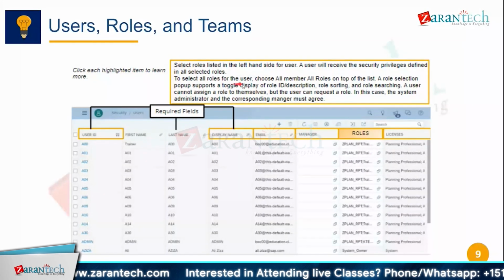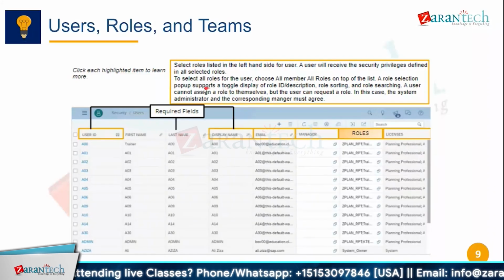In order to select all roles for the user, you can select all members. If you want to give all the roles, you can choose all on the top of the list, or you can select individually. A multi selection will be available. The role selection pop-up supports a toggle display of role ID and description, role sorting, and role searching.